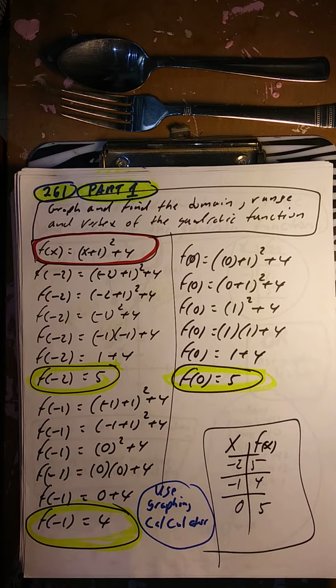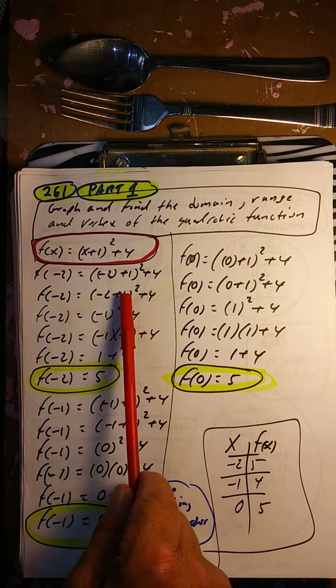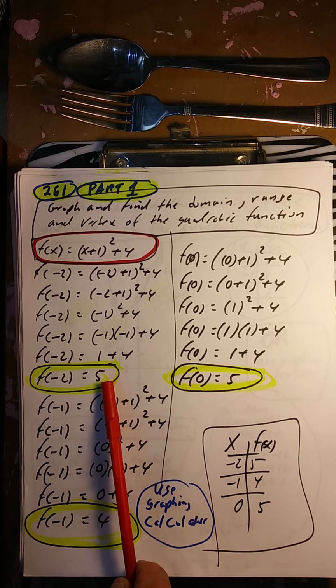Graph and find the domain, range, and vertex of the quadratic function. Again, I'm just going to pick some numbers that worked out really nice. So I put a -2 in there. That's going to be this. -1 squared means -1 times -1 is 1, and that is 5.